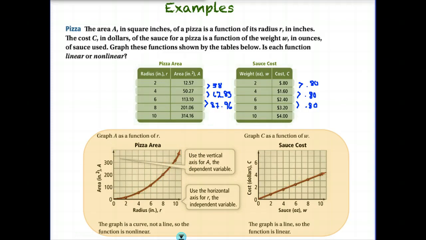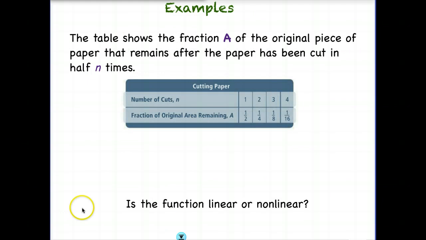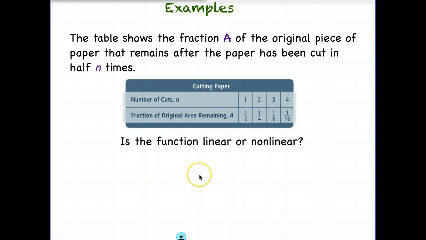Okay, let's move on to the next example. This table shows the fraction A of an original piece of paper that remains after the paper has been cut in half n times. So we cut the paper in half the first time, half the paper is remaining. Then if we take that half and cut it in half again, we now have a fourth of the paper remaining, and so on and so forth. So what we want to determine is if this function is linear or nonlinear.